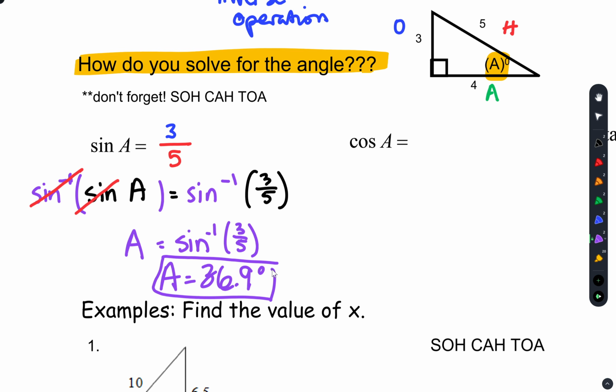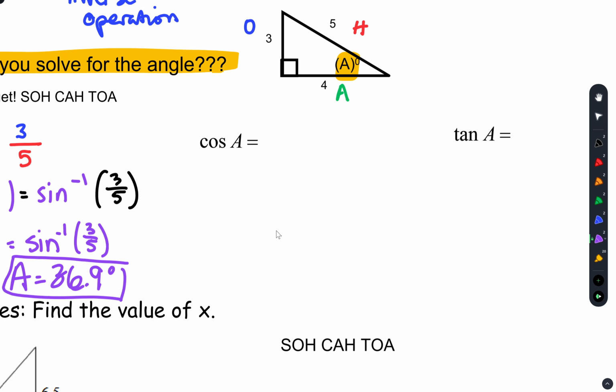Did anybody not get that? Okay. I'm going to show you the setups for the other two as well. Keep in mind, I'm still looking for angle A in this same triangle. So I should be getting the same answers because I just found what angle A is. I'm just going to set it up in 2 different ways.